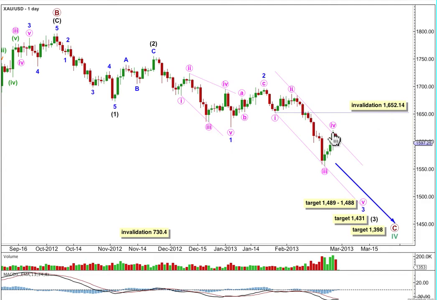1652.14. It's likely to be over here, so minute wave 5 will reach equality with minute wave 3 at 1488, and minor wave 3 will reach 1.618, the length of minor wave 1, just 1 point above that at 1489, so we have a 1 point target zone for further downwards movement.